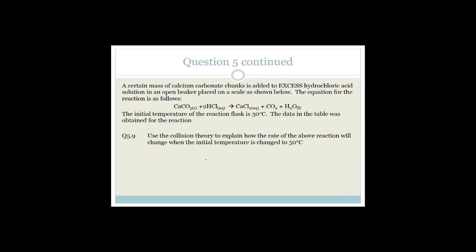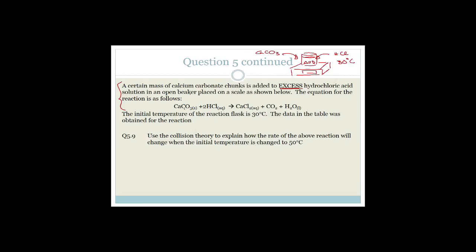It says a certain mass of calcium carbonate chunks is added to excess hydrochloric acid in solution in an open beaker placed on the scale as shown. So this is the question we've been going through all along. I'm just repeating it so that you can remember what we were talking about. So we had this beaker, it's on a scale. I apologize, I'm not a very good artist. There is calcium carbonate chips, so CaCO3 chips, that were placed in it. And there was some hydrochloric acid in it, HCl. And they said it was at a temperature of 30 degrees Celsius.